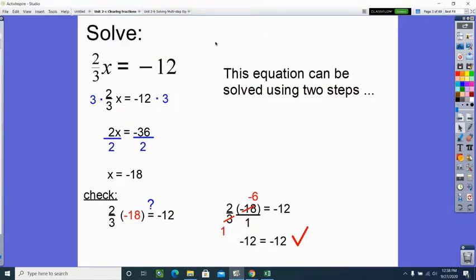So here's an example of a very simple equation with a fraction in it. And most students would take a look at this and they would notice that you're dividing by 3. So the opposite of dividing by 3 would be to multiply both sides by 3. And then you've got another step here where now to undo the multiplying, you would have to divide by 2. You would get the correct answer and it would check.